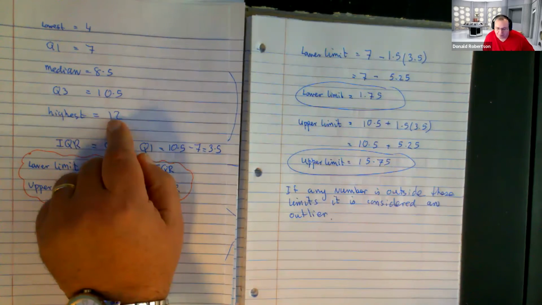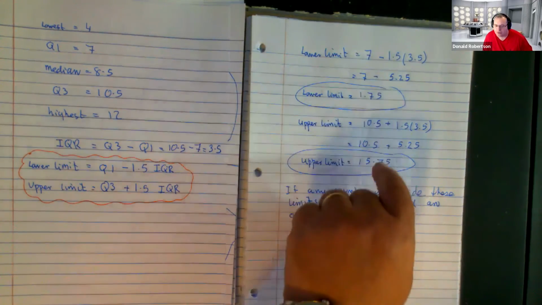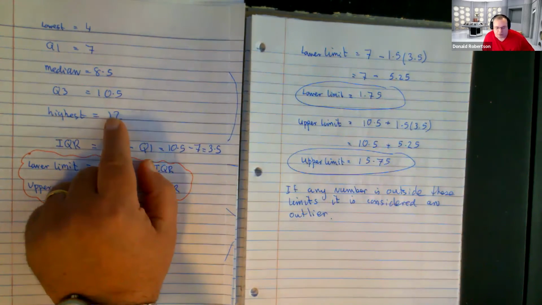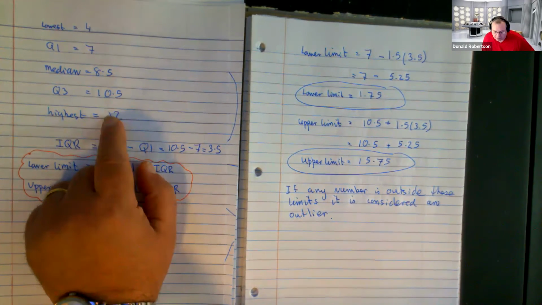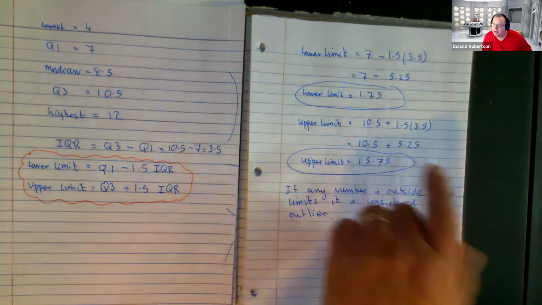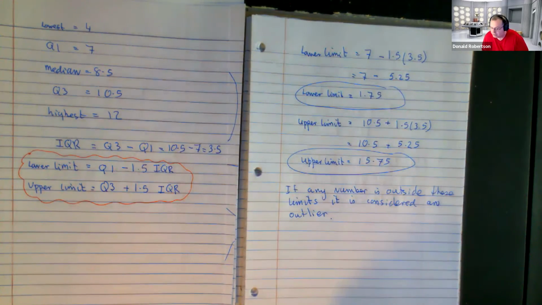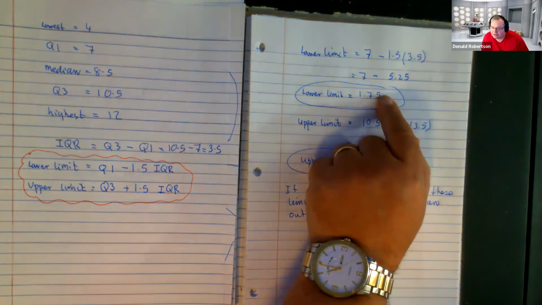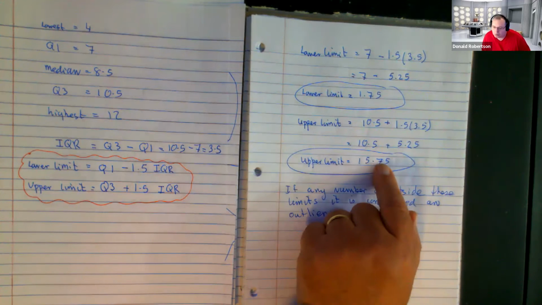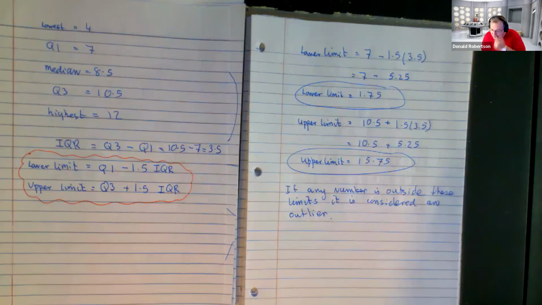And 12 is the biggest number I've got. Would you agree it's also inside these limits, so it's not an outlier? Can we pretend that that was 42? Let's suppose the biggest number was 42. Wouldn't 42 be outside these limits? And that would make it an outlier. So essentially, if you're less than 1.75, you're an outlier. And if you're more than 15.75, you're an outlier.